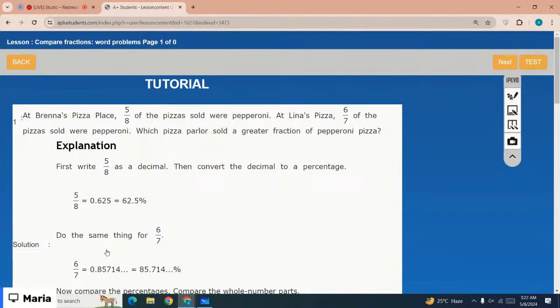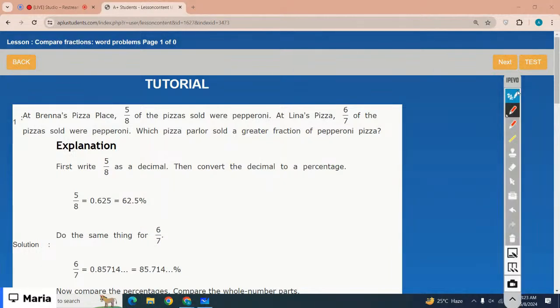Okay, let's just start with the first question. At Brina's pizza place, 5 by 8 of the pizzas sold were pepperoni. At Lina's pizza, 6 by 7 of the pizzas sold were pepperoni. Which pizza place sold a greater fraction of pepperoni pizza? You have to see which fraction is greater, right? You are given two fractions, 5 over 8 and 6 over 7. You have to see the greater fraction.